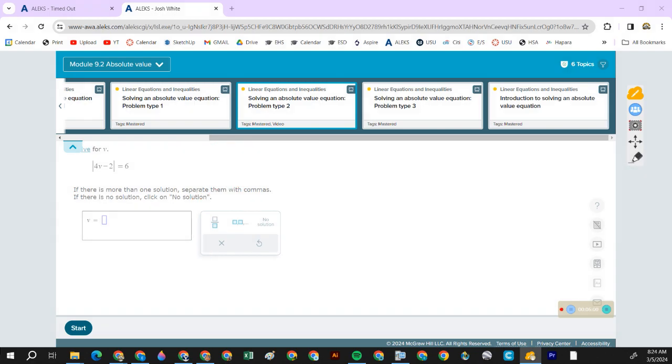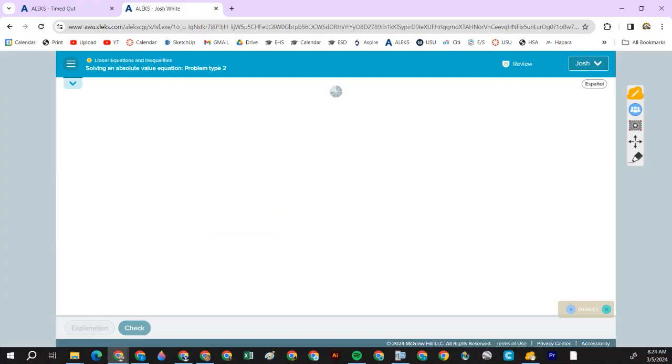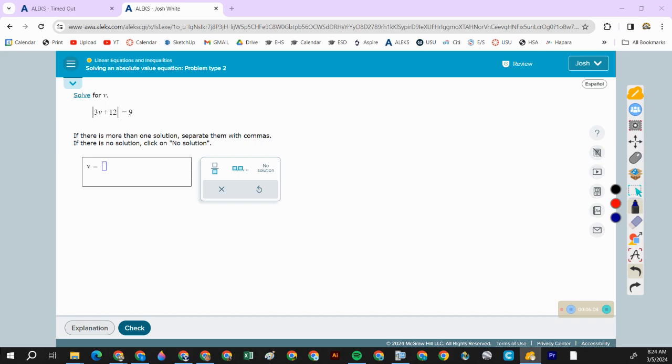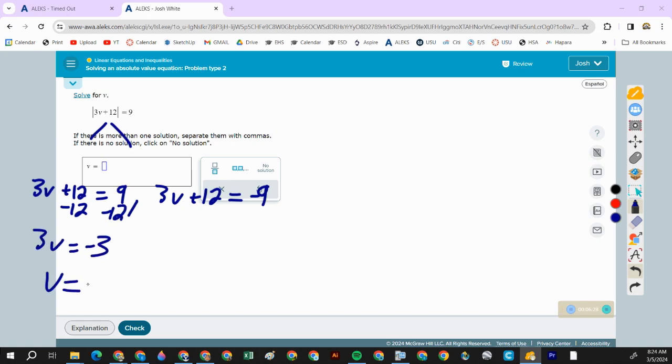Okay, let's do another one of those. The absolute value is already on its own, so we split. 3v plus 12 equals 9, and 3v plus 12 equals negative 9. So we subtract 12. 3v equals negative 3, so v is negative 1. Subtract 12. 3v equals negative 21, divide by 3, and we get negative 7. Those are my two answers.